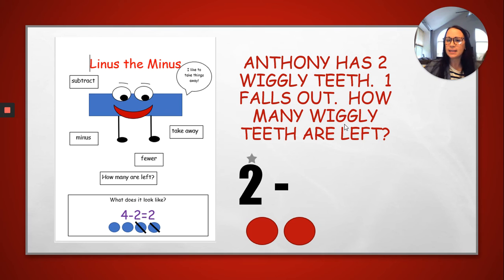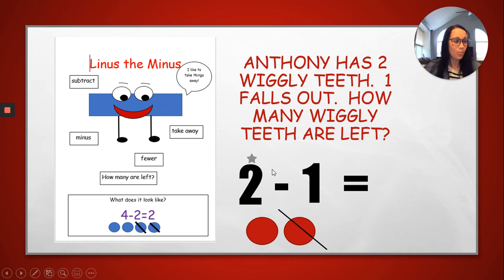How many of Anthony's teeth fell out? 1. Great job. So I'm going to put a 1, and that means that I'm going to cross one of my circles out, right? There we go. So he had 2 wiggly teeth, 1 fell out. How many wiggly teeth are left? How many circles are not crossed out? 1. Thanks, kids. Good job. 1 is left. Great job.